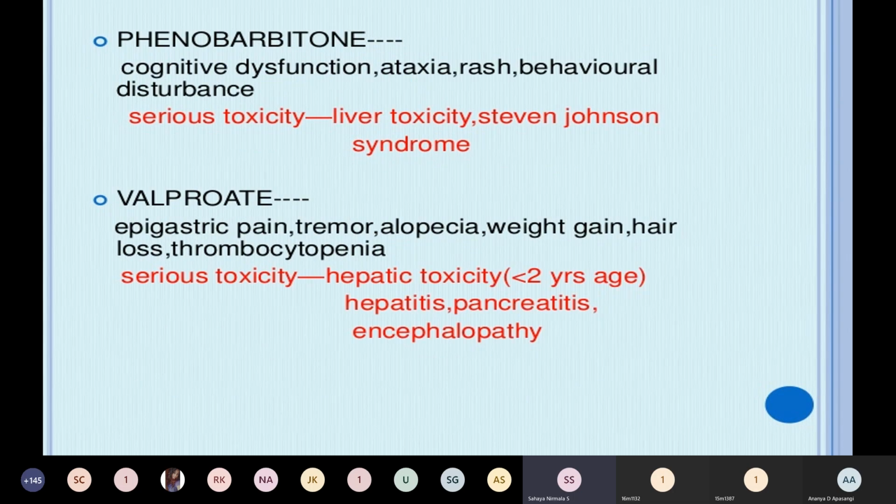Phenobarbital can cause cognitive dysfunction, ataxia, rash, and behavioral disturbances. Serious toxicities: it is a known hepatotoxic. It can cause hepatic injury and Stevens-Johnson syndrome again.